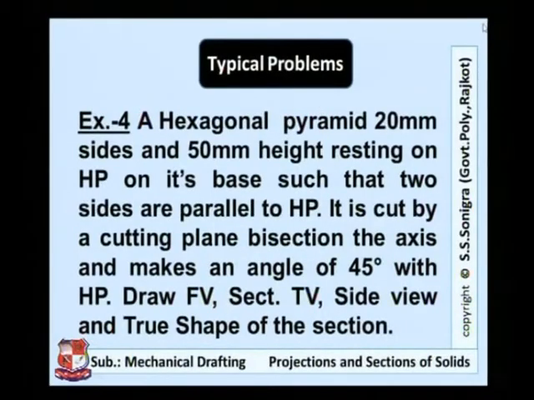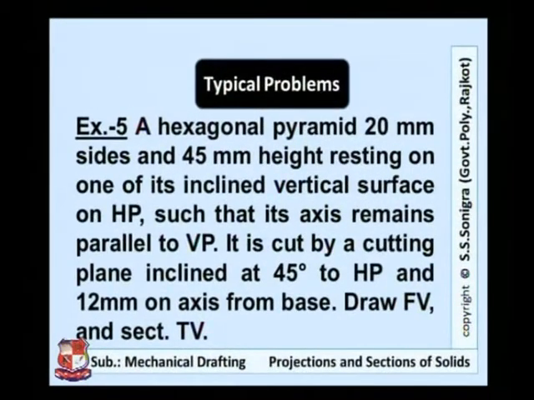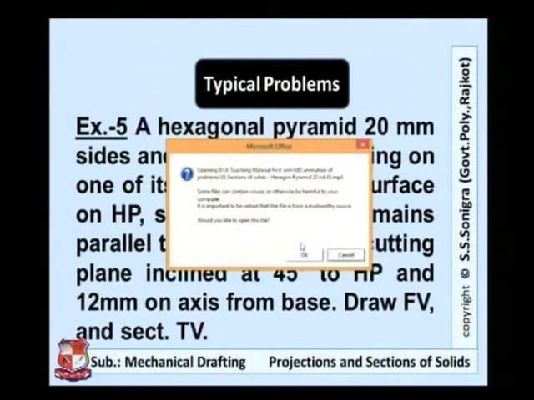Now the next problem is based on a hexagonal pyramid, 20 mm sides and 40 mm height, resting on one of its inclined vertical surfaces on HP, such that its axis remains parallel to VP. It is cut by a cutting plane inclined at 45 degrees to HP and 12 mm on the axis from base. Draw front view and sectional top view. Here a hexagonal pyramid is given with side length and height. It is resting on one of its inclined vertical surfaces on HP. So the solution of this problem would be like this, as shown in this video.